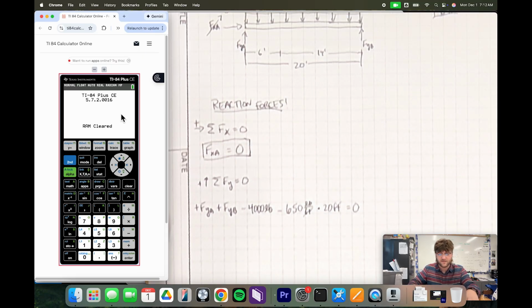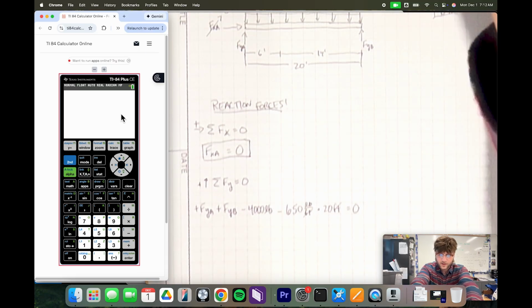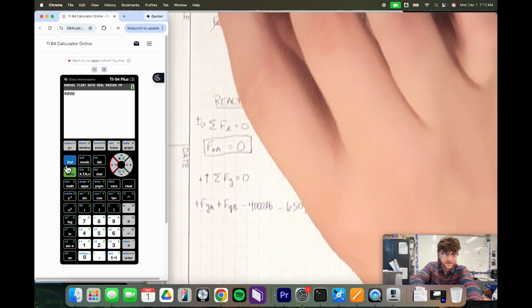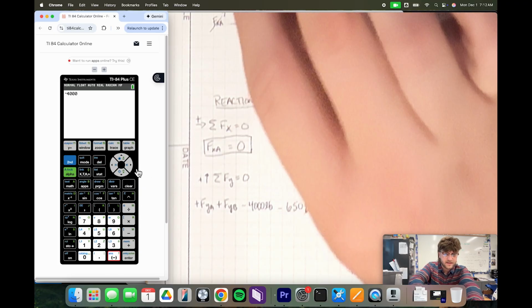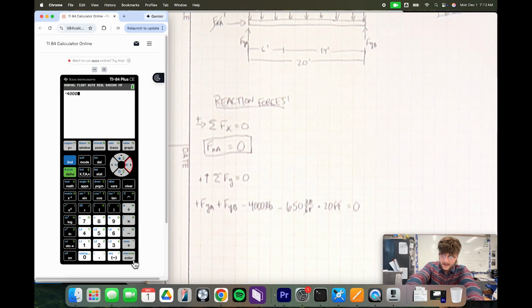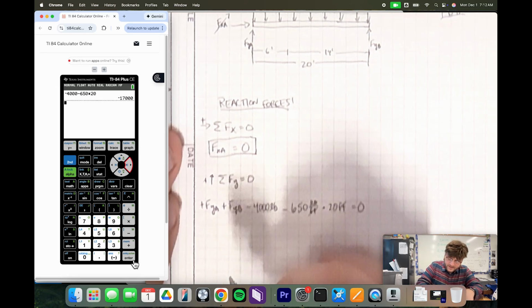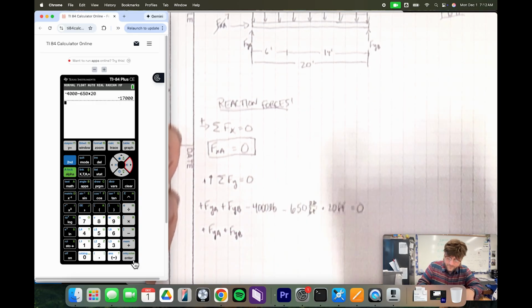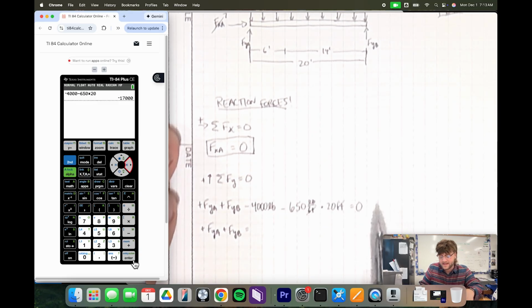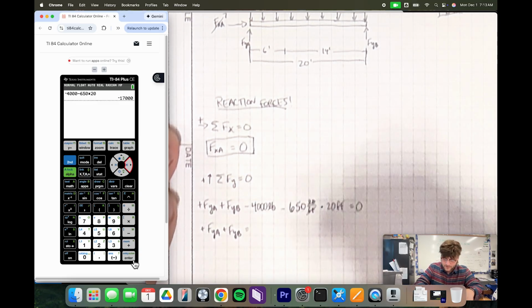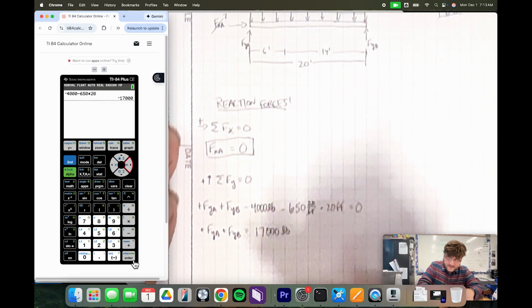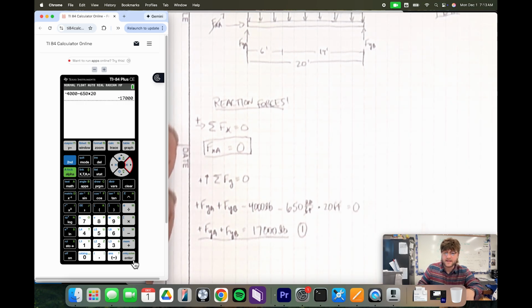We've got the good old TI-84 over here. We're going to fire this guy up and go negative 4,000. I'm going to make sure that that is negative here. Let me do that second insert to put in the negative there. Negative 4,000, and then minus 650 times 20, right? Now, what this tells us is that positive FYA plus positive FYB is going to be equal to, if we add these over to the other side, changing the sign that we've got on our calculator, 17,000. And that's 17,000 pounds.